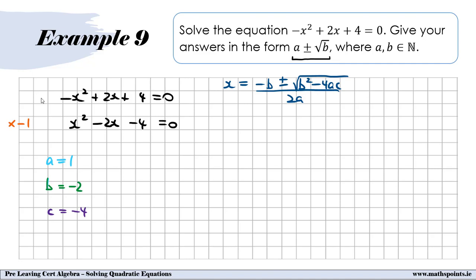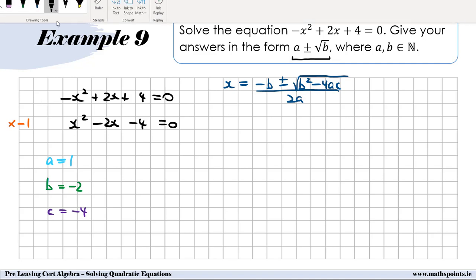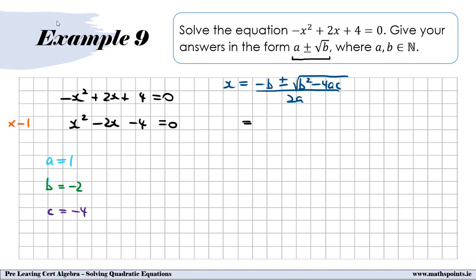If we substitute in our values, we have x is equal to minus b. Now be careful here. b is negative 2, minus 2. So this is going to be minus 2. Plus or minus the root of b squared. Again, b is minus 2, so just make sure to put it in a bracket. Minus 2 squared. Minus 4 by a is 1. And c is minus 4. And that's going to be all over 2 times a, which is 2 by 1.